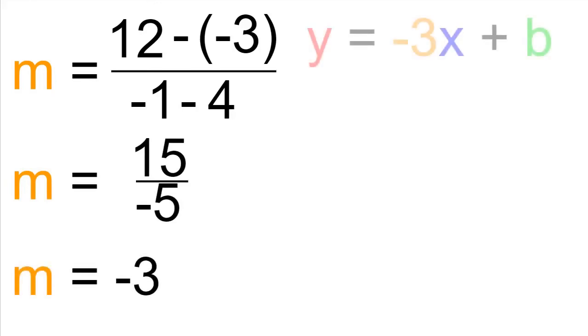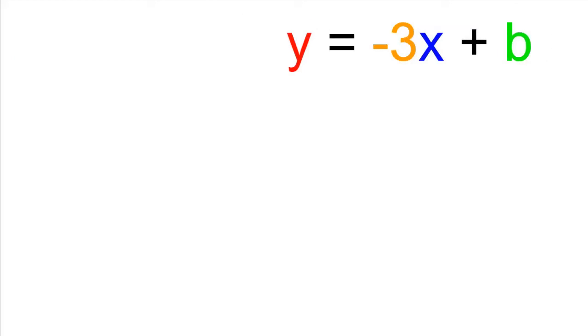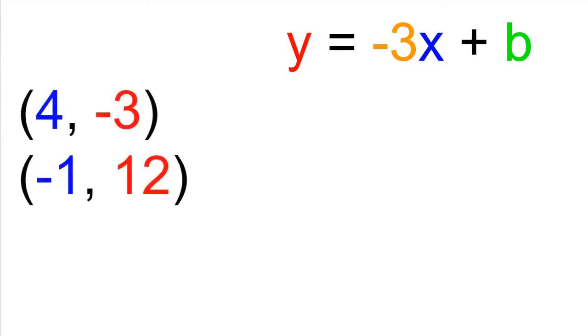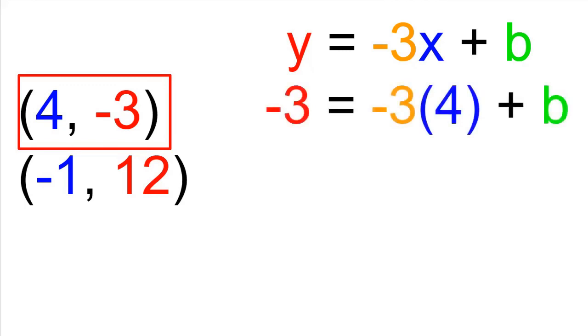Now we can rewrite this as y equals -3x plus b. Now here's where things get a bit different. How would we find our y-intercept? Well, in order for us to find our y-intercept, we pick any one of these points. So I'm going to pick point 4, -3. And now instead of writing x and y, we substitute these points. So instead of writing x, I'm going to write 4. And instead of writing y, I'm going to write -3. Now we isolate for b.